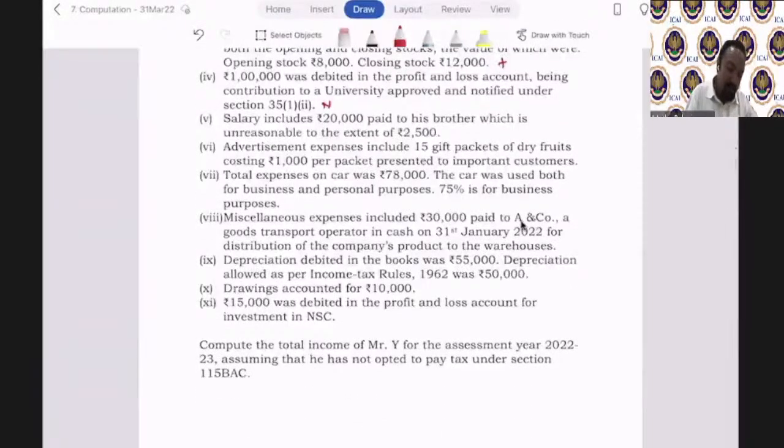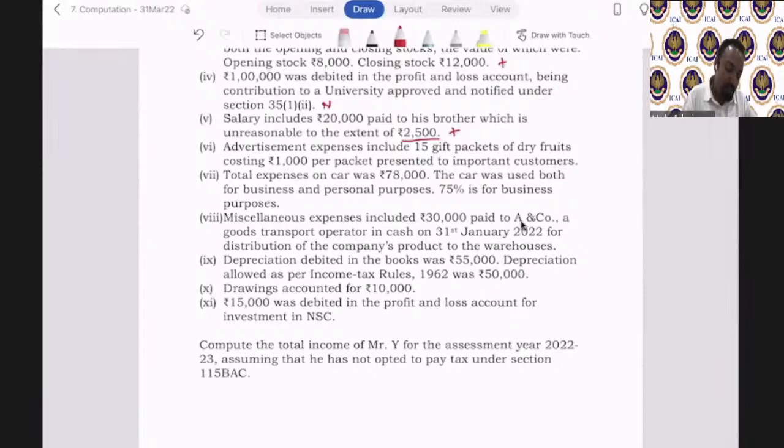Salary includes amount paid to a relative, 20,000, to the extent of 2,500. So which is what? 40A(2)(b). So I need to add 2,500, because under 40A(2)(b), if you are paying excess expenditure to a related party, that is disallowed.